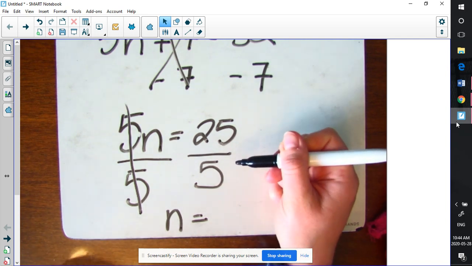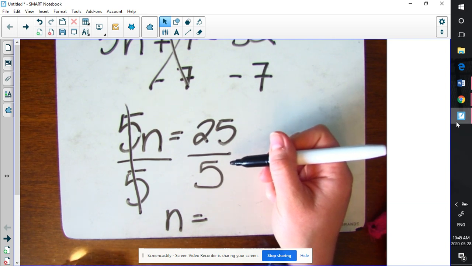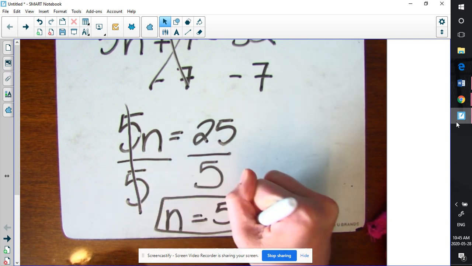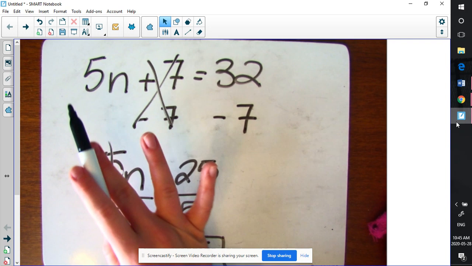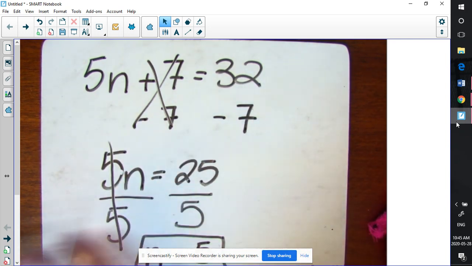I'll give you 3 seconds to think about that one too. Beep. Okay, the answer is 5. Now, like I said before, you should always go back and substitute to see if you got the right answer. If you forget how to substitute, the first video in this set of slides goes through how to do it, so go back and watch that video again if you need some help with that.